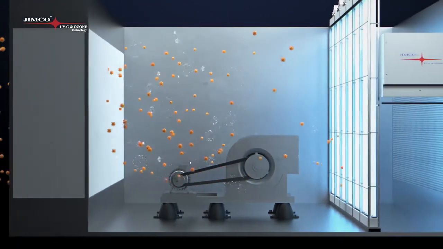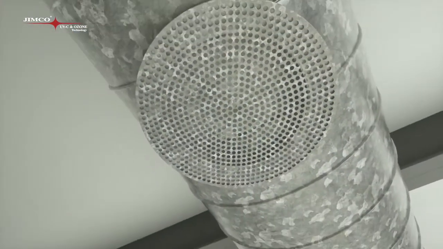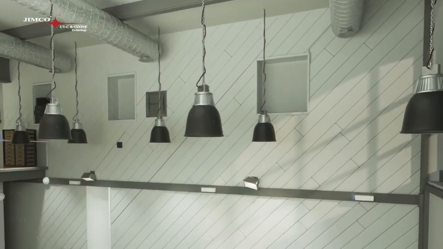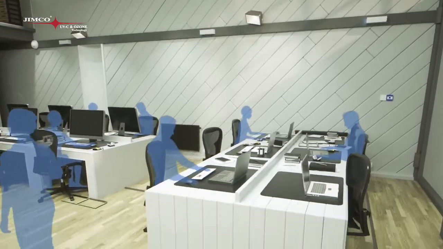By destroying microorganisms in the ventilation system, you will ensure that recirculated air is being disinfected before it re-enters the spaces of a building. This will significantly improve indoor air quality.